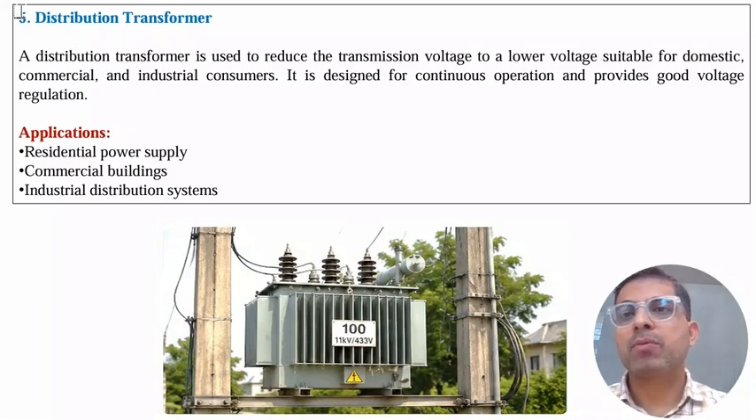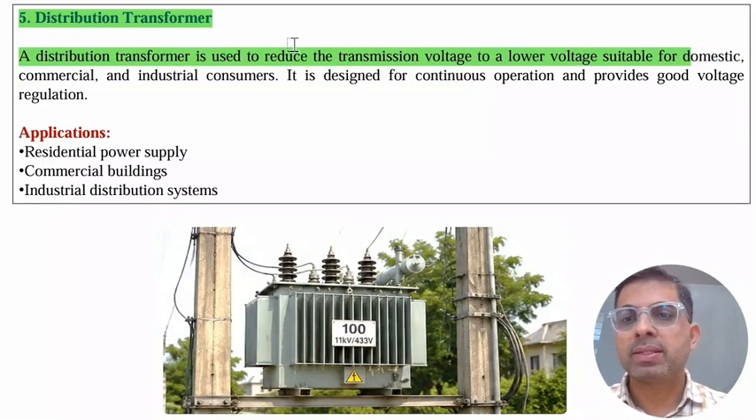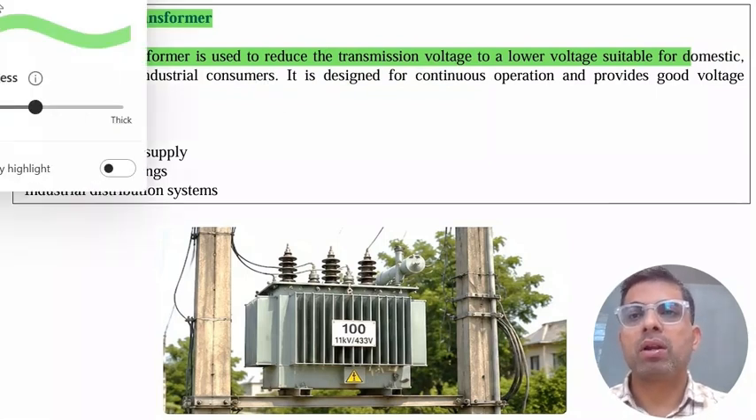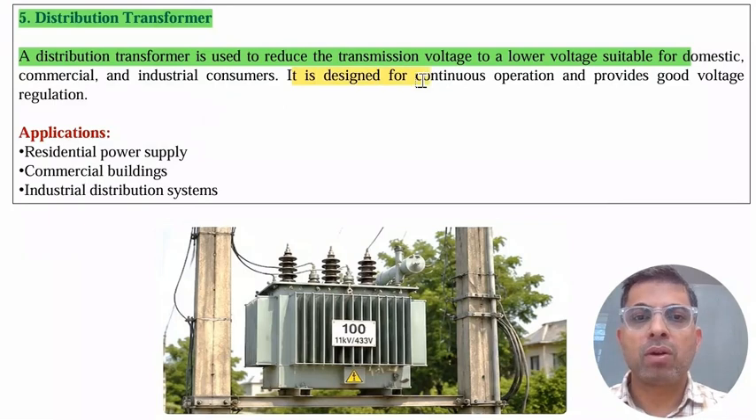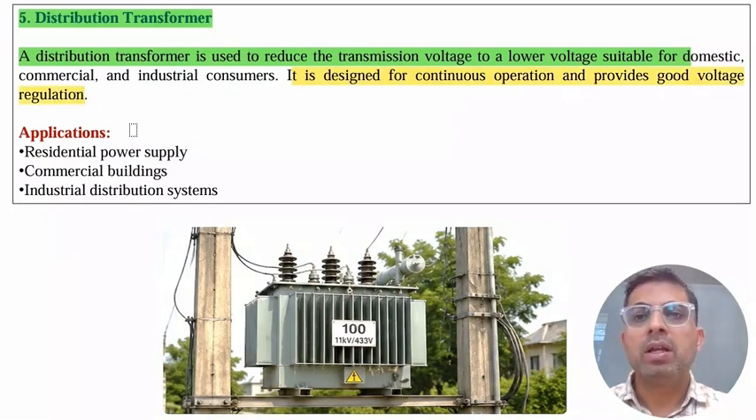Yes, and the last type of transformer is the distribution transformer. A distribution transformer is used to reduce the transmission voltage to a low voltage suitable for domestic, commercial, and industrial consumers. It is designed for continuous operation and provides good voltage regulation. Very important. So the applications are residential power supply, commercial buildings, and industrial distribution systems, and this is a real-time image of a distribution transformer.